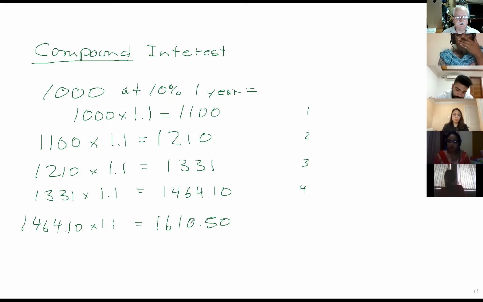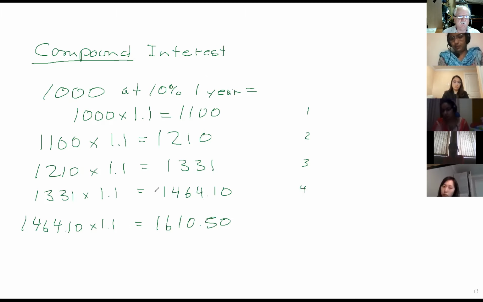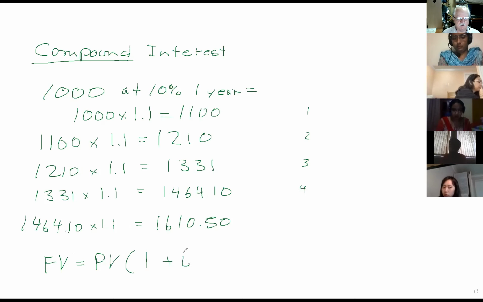However, they don't want us to have to do all of these calculations, especially if you're going for 20 or 30 years or hundreds of compounding periods. They want us to find a formula that allows us to do this all in one go. And so what they're going to do is future value equals the present value multiplied by 1 plus i, which is the interest, to the power of however many compounding periods we went.